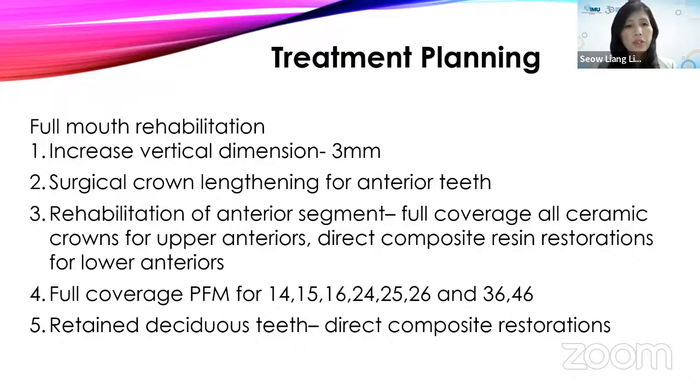So we plan such that we increase the vertical dimension. If we increase the vertical dimension by about 3 mm in the anterior, that would be sufficient for me to have material to restore the anterior. And as we all know, because of the curve of Spee, if you increase 3 mm anteriorly, posteriorly you will not gain that much. Posteriorly, normally, you will gain around 1.5 or so.